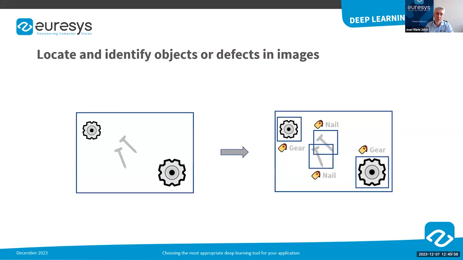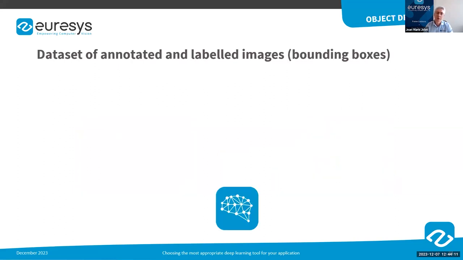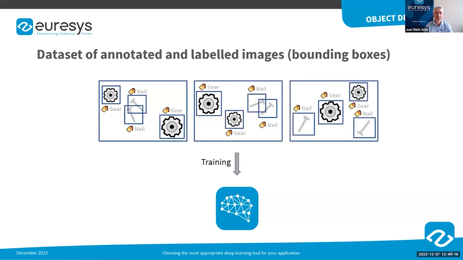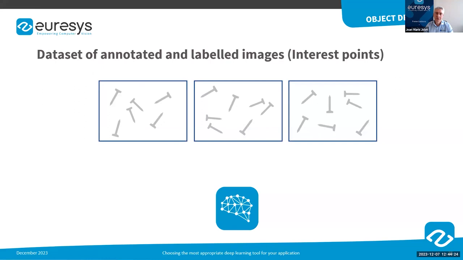The last tool I want to talk about in this presentation is the object detector. Object detectors are used to locate and identify objects, products, or defects in images. The neural network of an object detector must be trained with images where the objects that must be found have been annotated with bounding boxes and the corresponding labels. As an alternative, if all objects feature the same size, clicking the center of each object is sufficient to annotate the corresponding image. This is what we call the interest point mode.